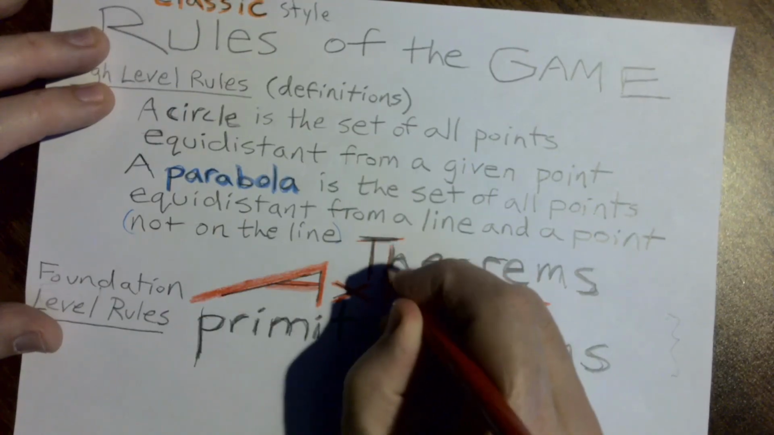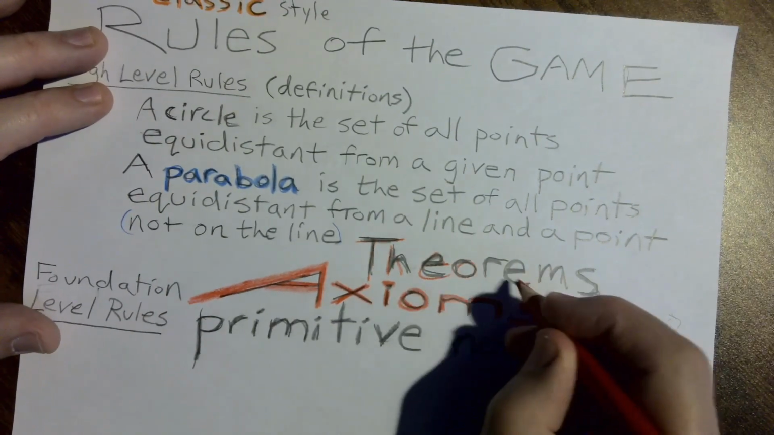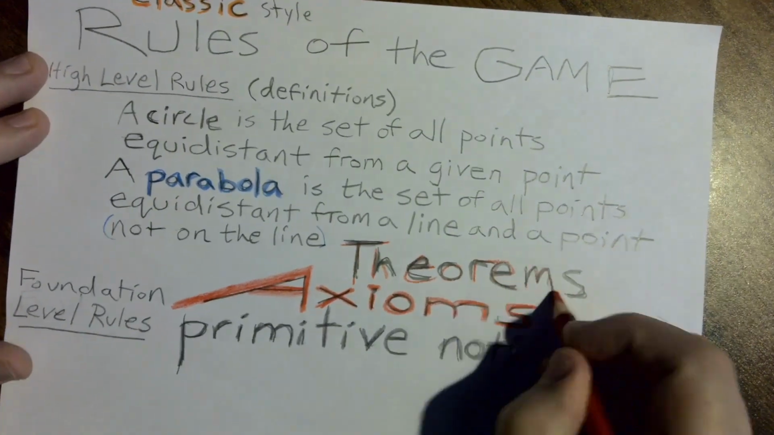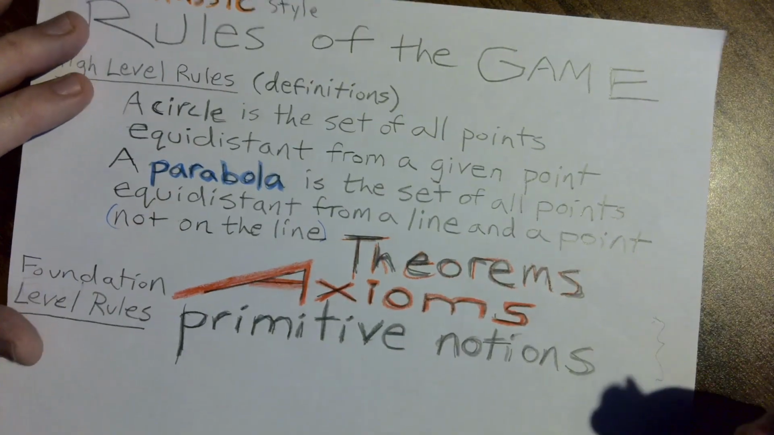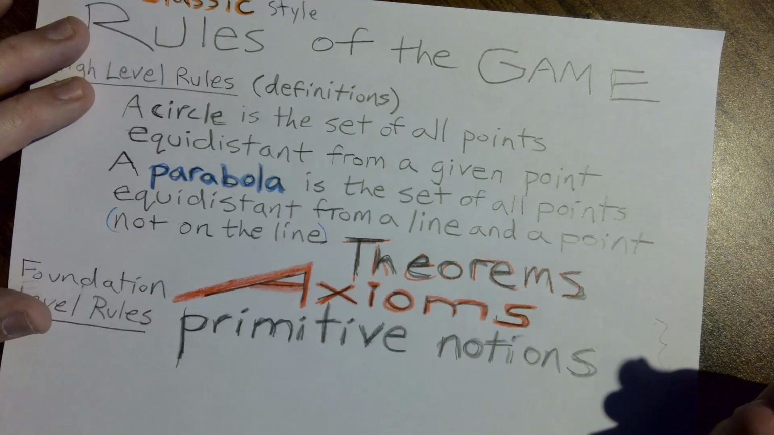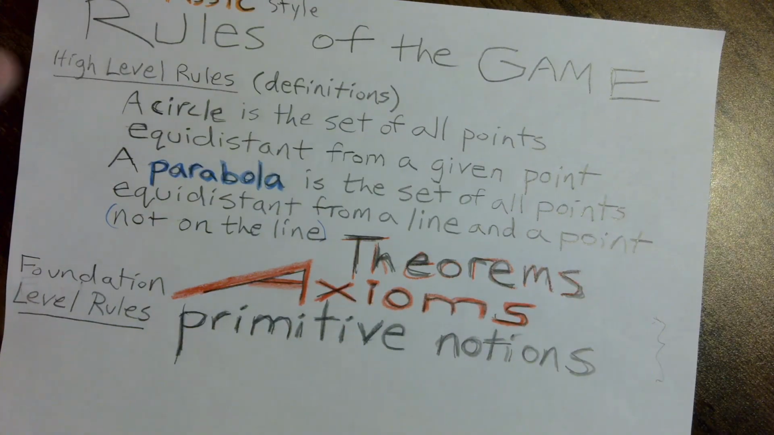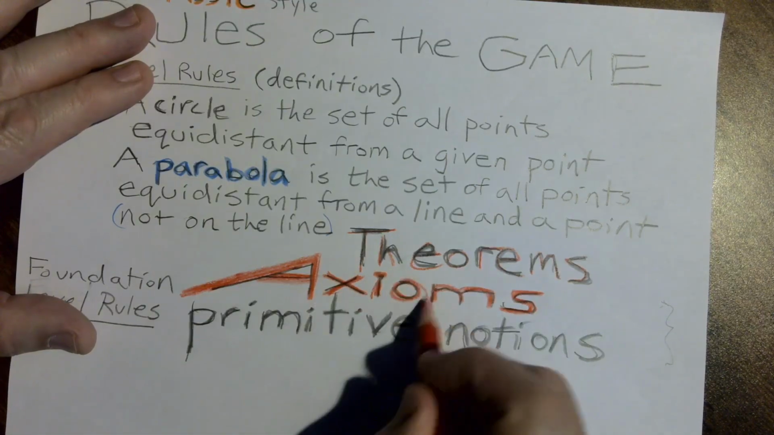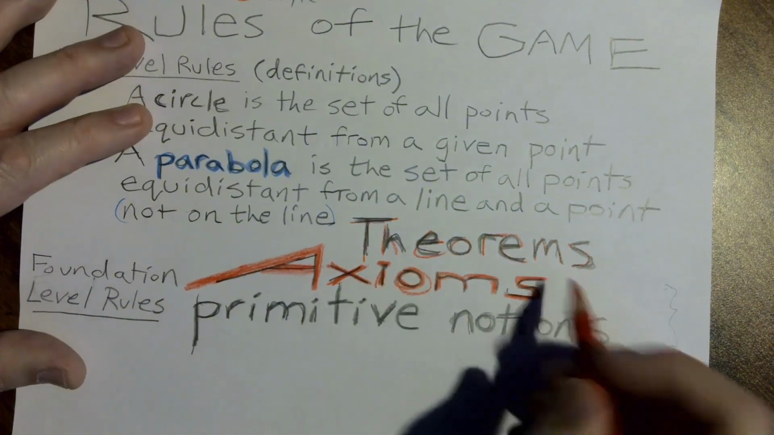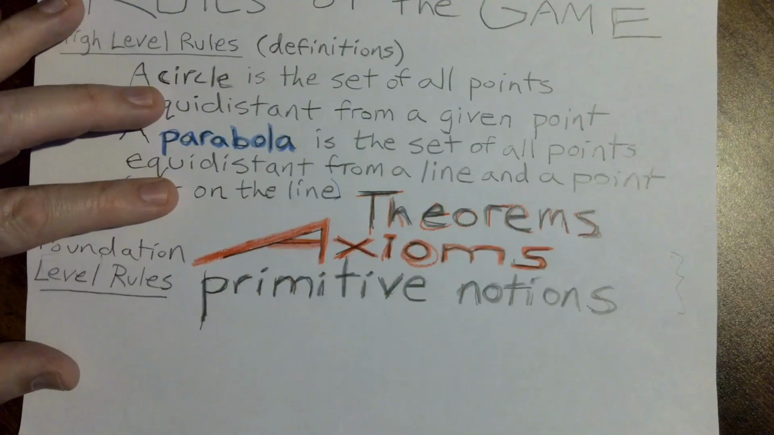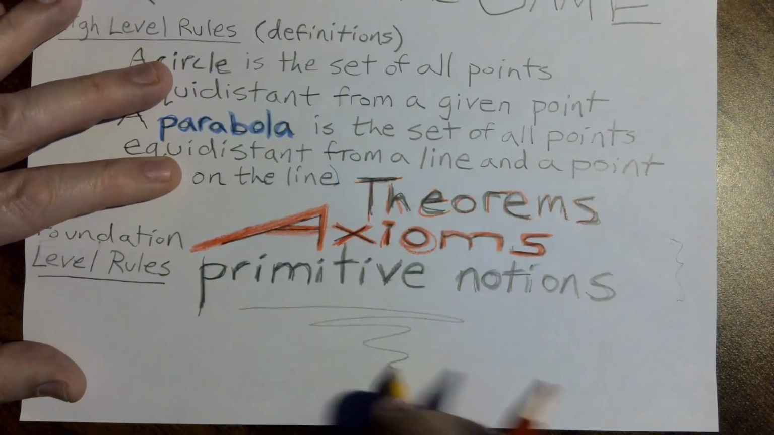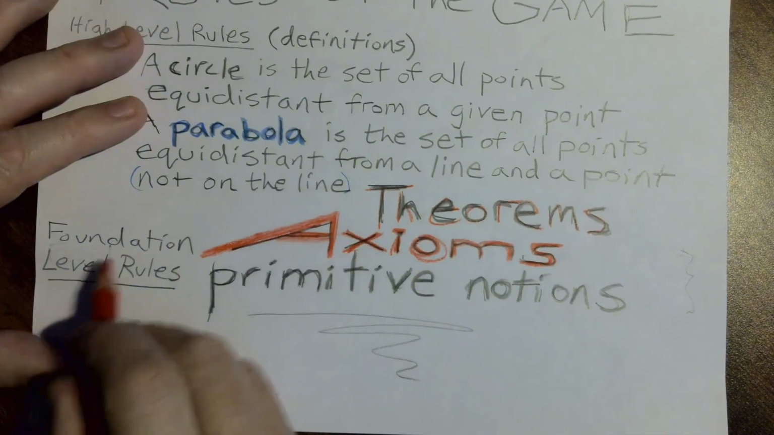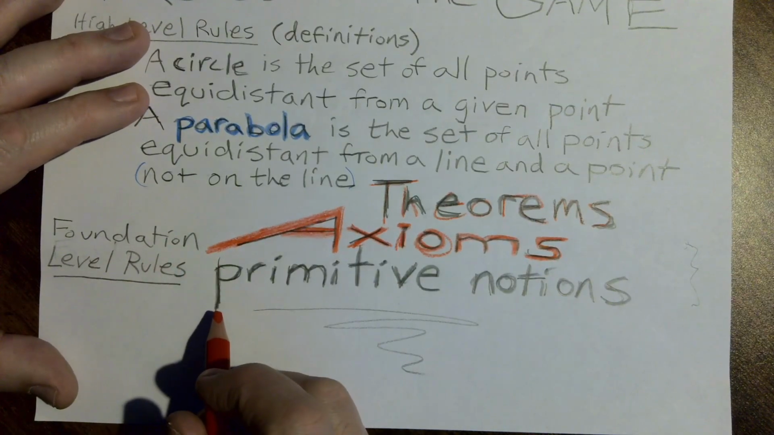Theorems are rules in a way, because if you have a theorem, you have a statement that's been proven true. You can't make that false if it's been proven true within Euclidean space. And axioms are statements that are accepted as true, and that's like the building block of theorems. But axioms, in a way, are built on primitive notions, a notion being an idea. And these are like the foundation level rules.